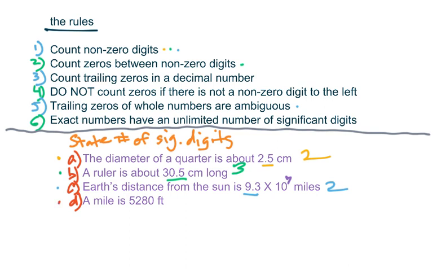Last one. Okay, so a mile is 5,280 feet. That is an exact number. And if we go all the way down to number 6, it says exact numbers have an unlimited number of significant digits. So I'll answer unlimited. And you might go, what? And I'd go, totally. All right, let's see if there's something else we can latch onto here.